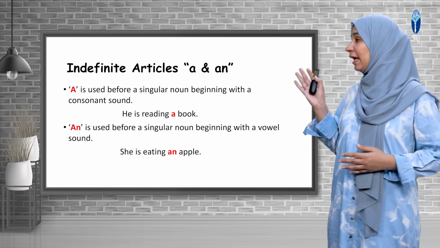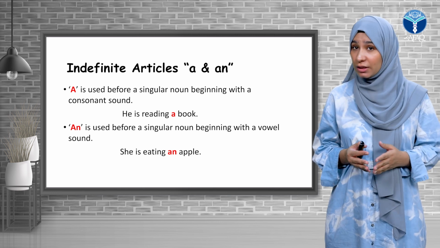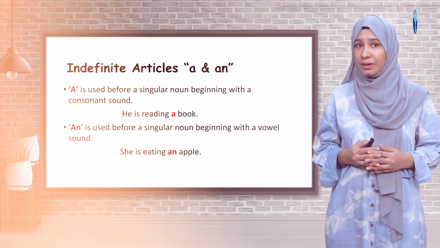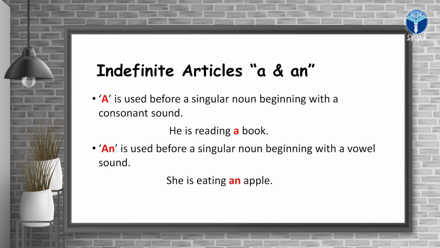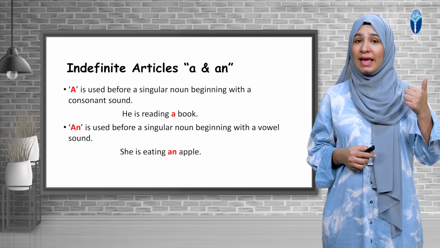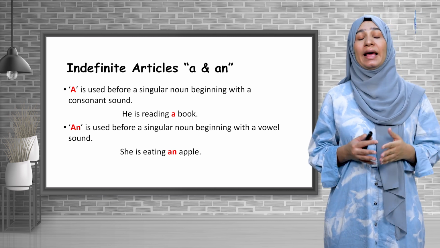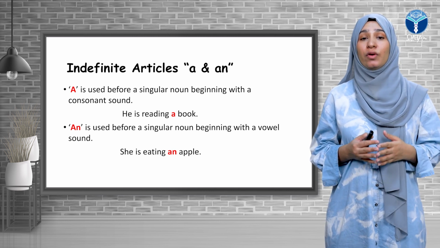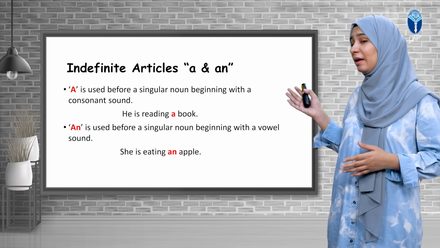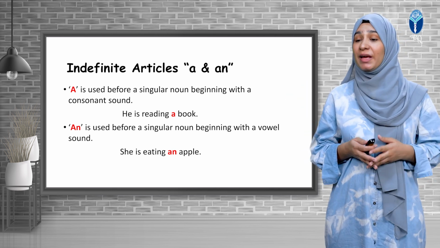Now, an. An is used before a singular noun beginning with a vowel sound. What are vowels, students? Do you know? You know vowels, yes. A, E, I, O, U are the vowels. And any word that is starting with a vowel, we will use an before that. Students, could you give me an example?